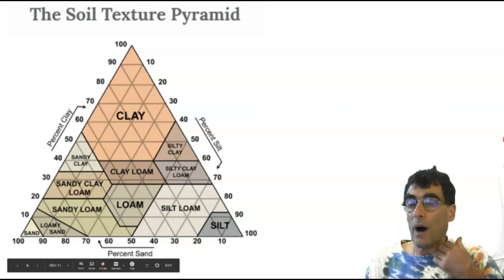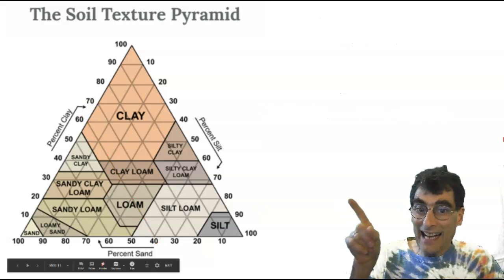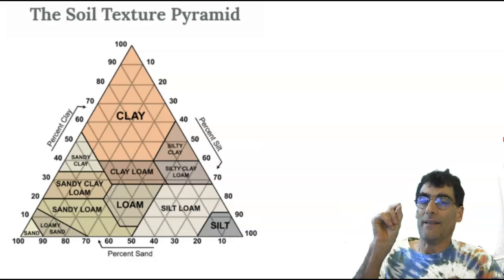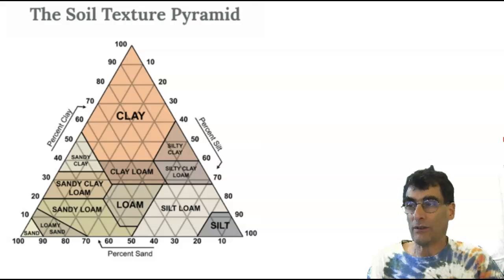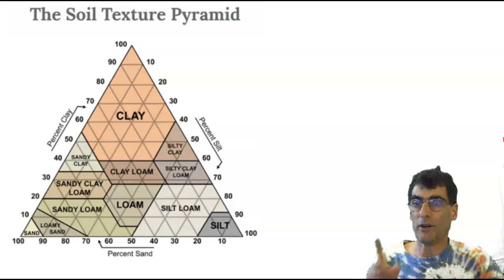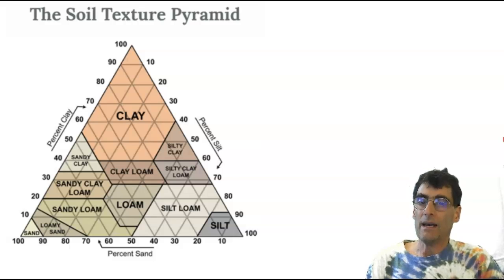In this video, I'm going to explain how to use that crazy graph there. In that graph, there are 3 axes, and we're going to learn how to figure out the kind of soil you have. What's the texture? That's why we call it the soil texture pyramid.